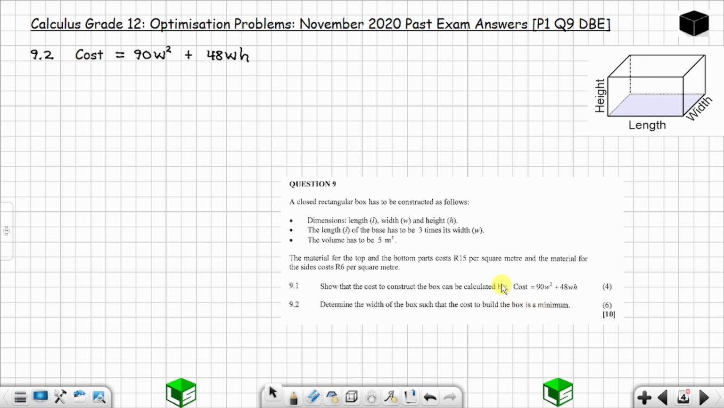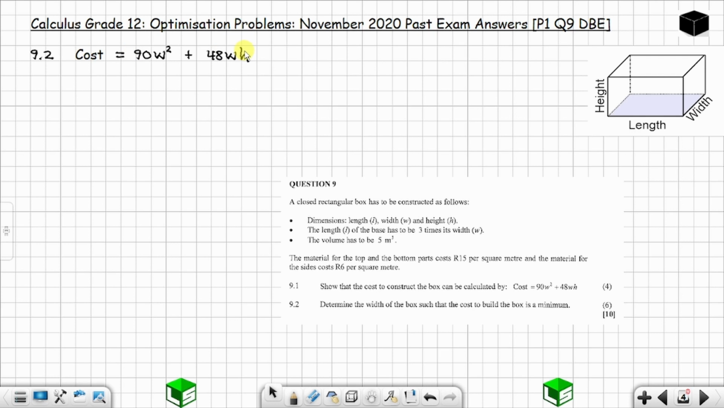Okay, we have to find what h is in terms of the width. When you read, you are given this information: the volume has to be 5 cubic meters. You can use this information to solve for the height, h, and then you're going to have the width everywhere.